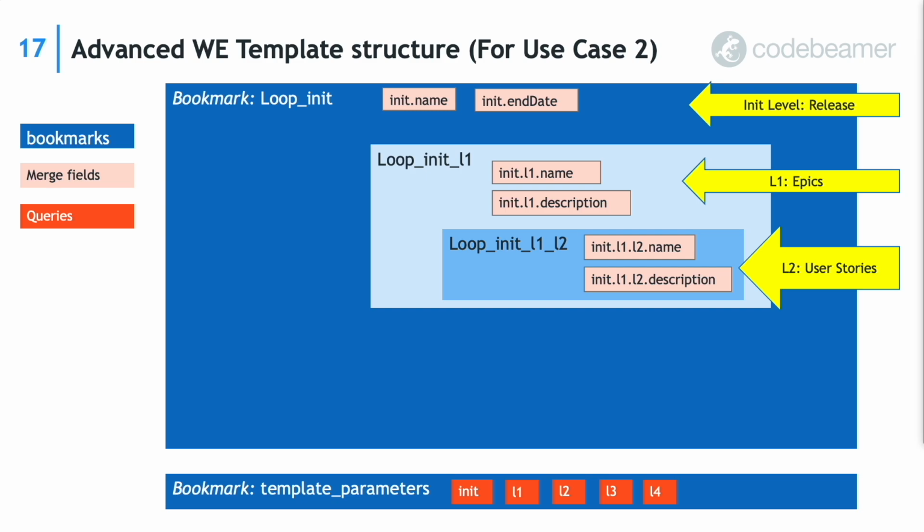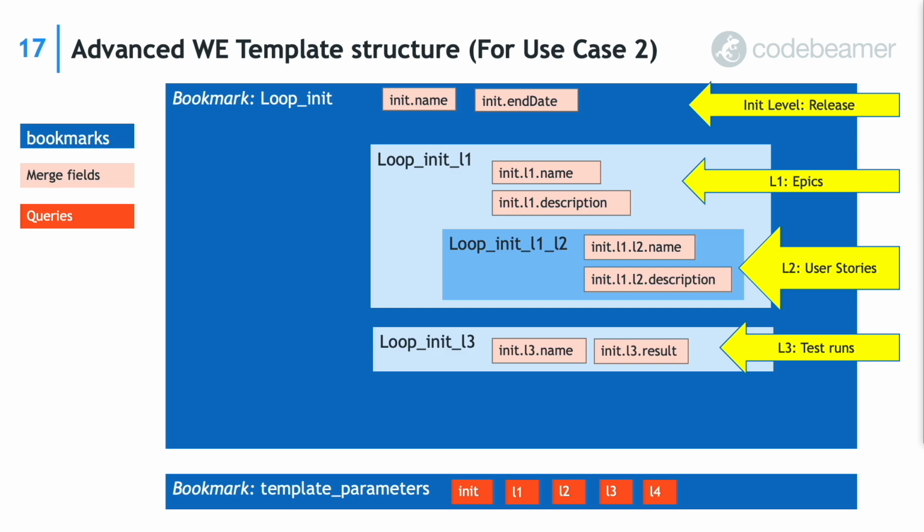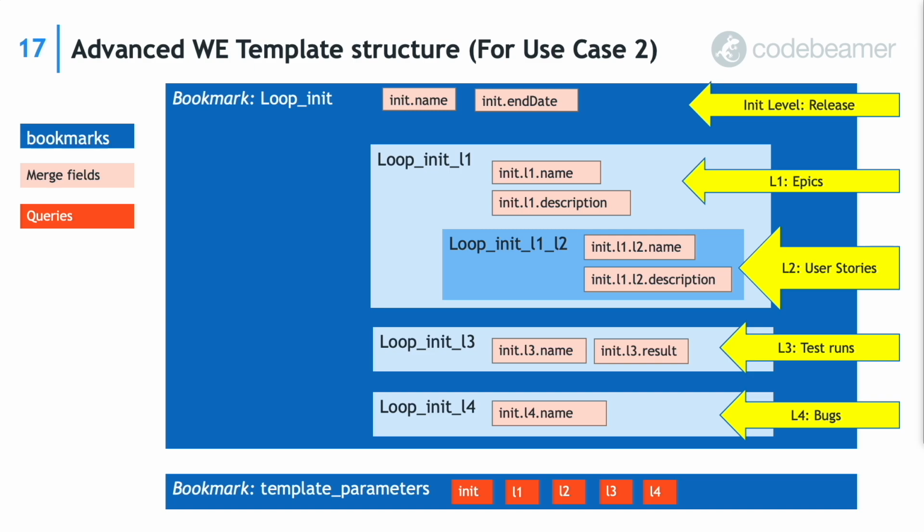As next step, I'm inserting the level of the user stories. That will be L2. Since they depend on epics, there will be an additional nesting within L1, and as you can see, the multi-level dependencies, user requirements on epics, epics on release, is represented in the syntax init.l1.l2. Last but not least, I'm incorporating level 3 for test runs and level 4 for bugs. As they are dependent on release directly, they will get nested into the init loop as the epic level.